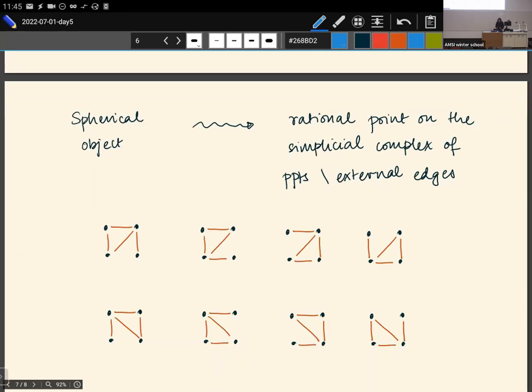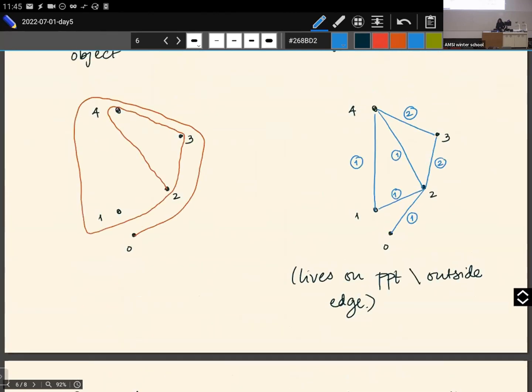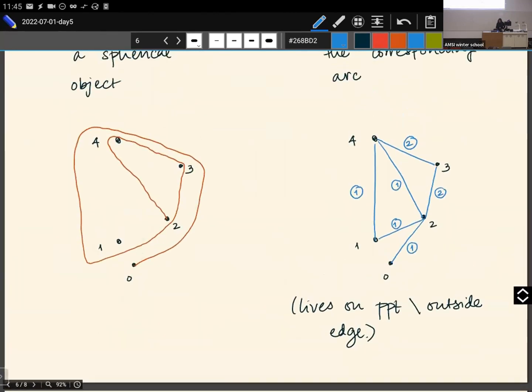My recipe here is telling me, if I take my favorite spherical object, I draw it as an arc, I pull it tight, I get some numbers, and these are the weights for each of the edges. So I'll get a point in this simplicial complex corresponding to the weights 1, 1, 1, 1, 2, and 2. So that's a rational point on my simplex. Does that make sense? Any questions?